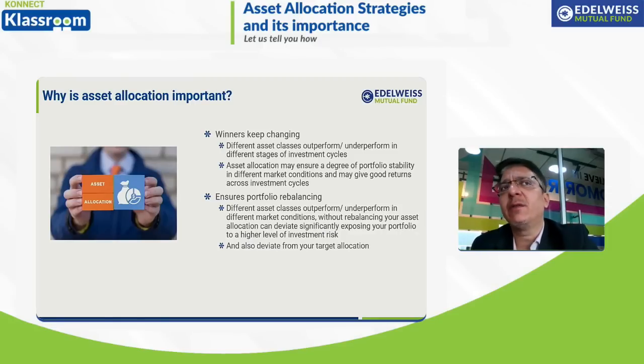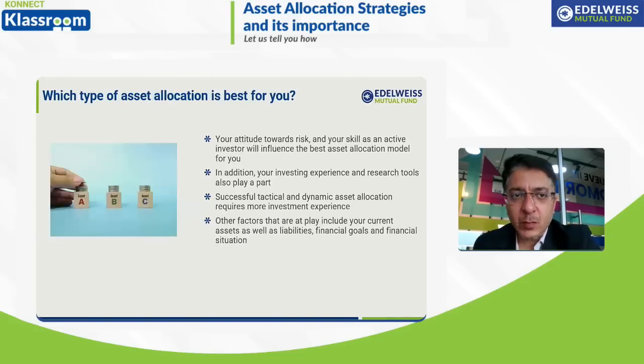If you can't do it yourself, get in touch with somebody who can help you do it, but create a portfolio which is spread across different investment asset classes. The one question which a lot of us may be thinking of is, which is the asset allocation which works best for me?